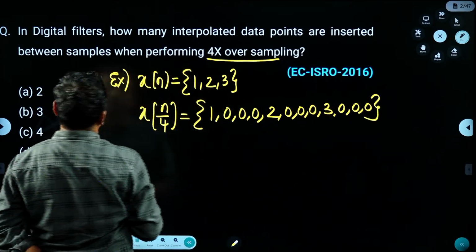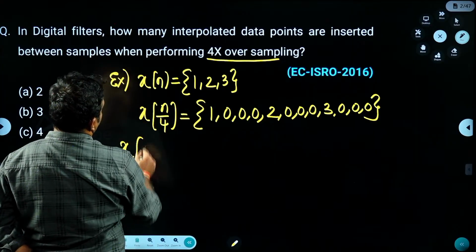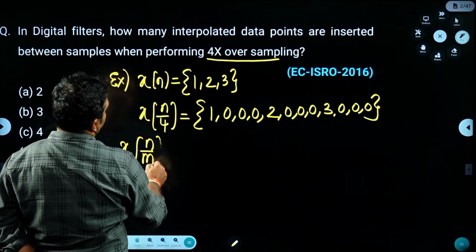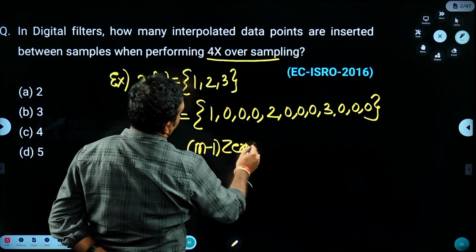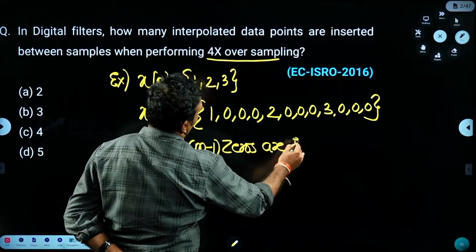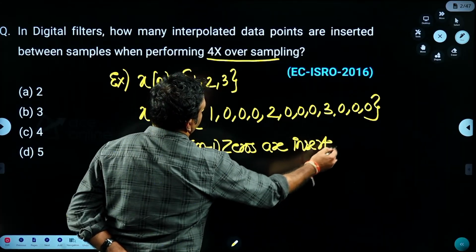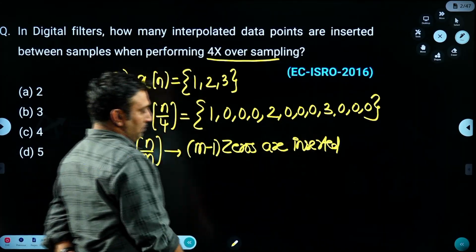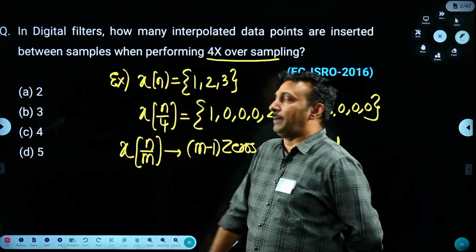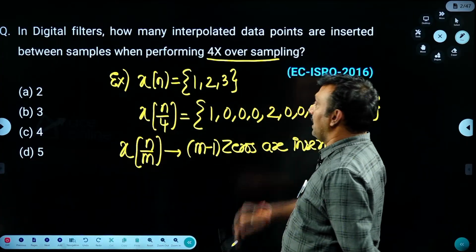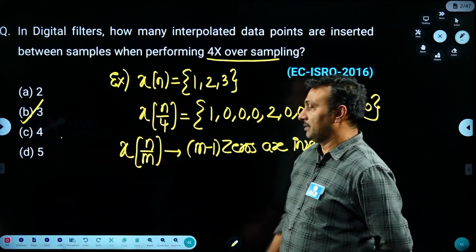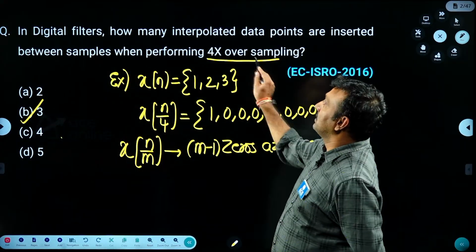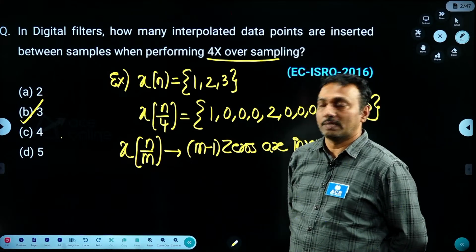So for x of n by m case, m minus 1 zeros are inserted between two values. For x of n by m case, where m is an integer, m minus 1 zeros are inserted. So that is 3 samples because it is given as 4 times over sampling.